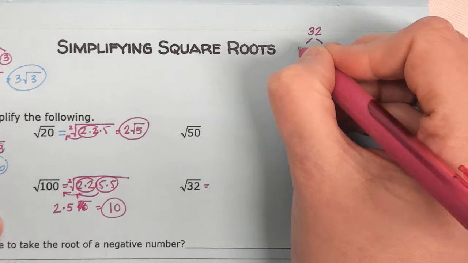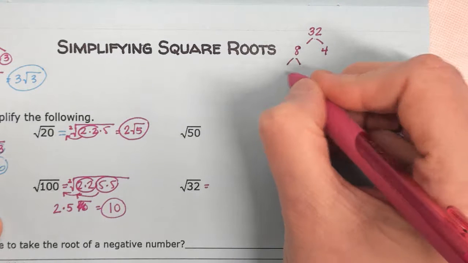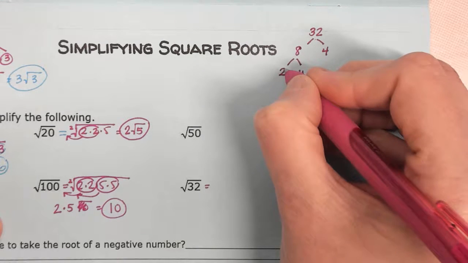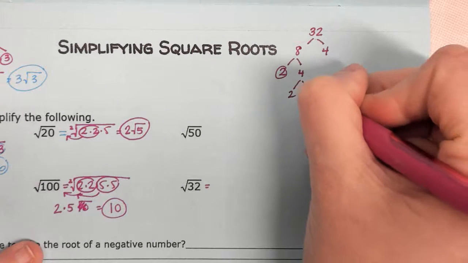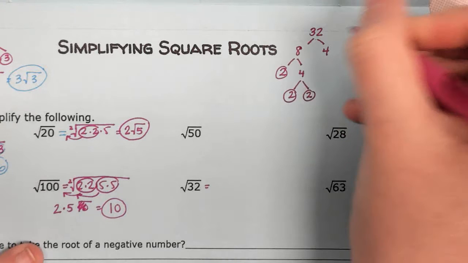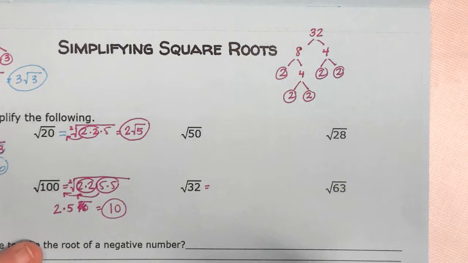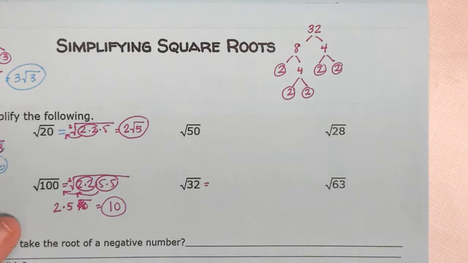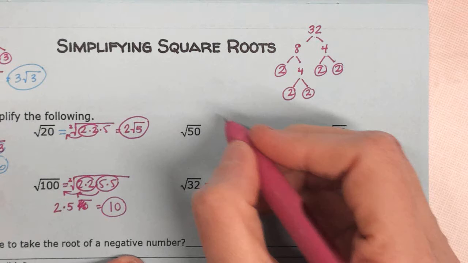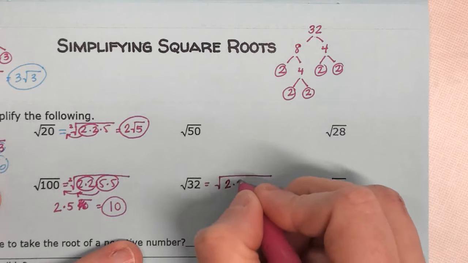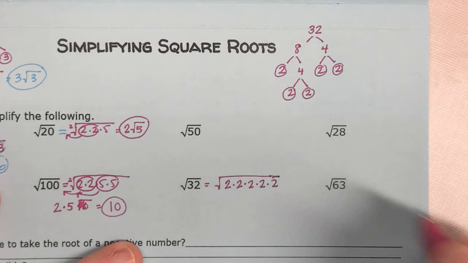32 is, what is it, 8 times 4? Yeah? Okay. Well, 8 is 2 times 4. 2 is prime, so yay, I got something prime. 4 is 2 times 2. Those are prime. And this 4 is also 2 times 2. Okay? So how many 2's do I have? 5. 2 times 2 times 2 times 2 times 2.